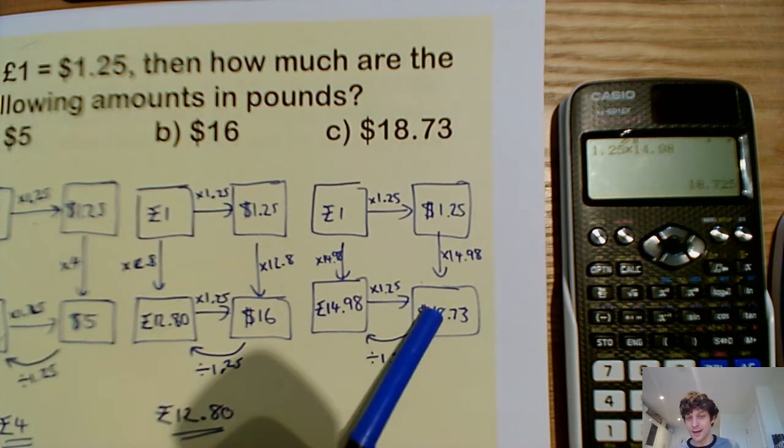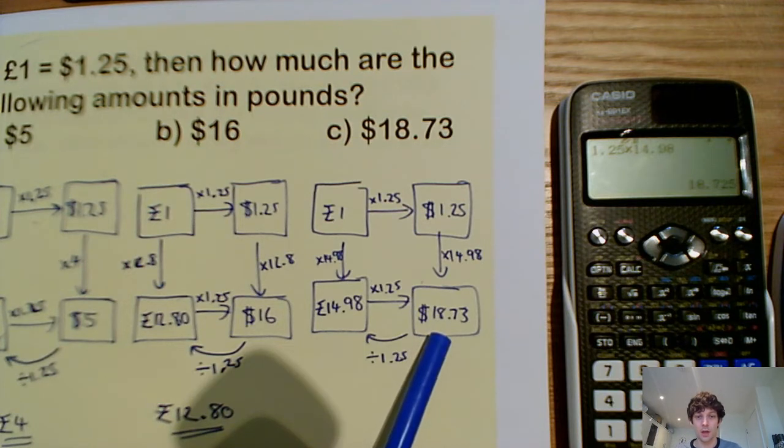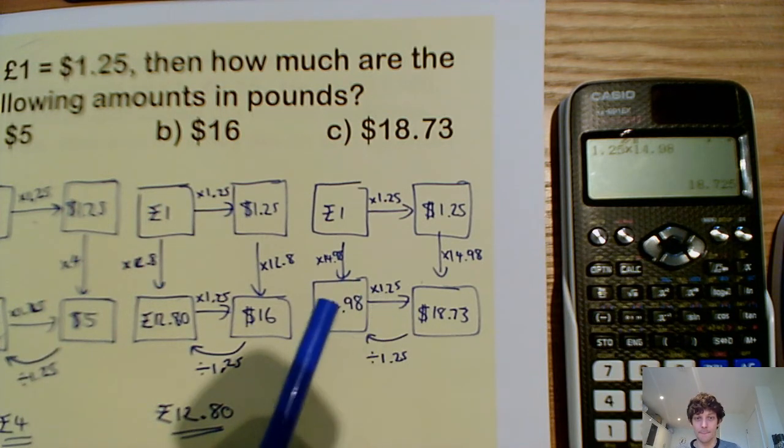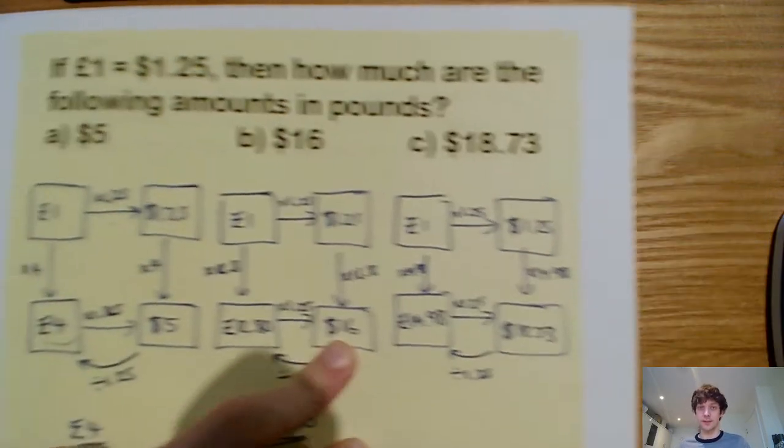Why didn't I get the exact same answer here? Can you spot why? It's because I rounded this amount here. That wasn't an exact answer, remember we rounded that to 2 decimal places.